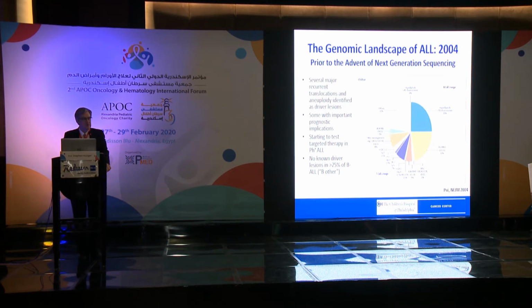If I were giving this talk 15 years ago, it was a lot easier to give. There were several major recurrent translocations and aneuploidy, which is differences in chromosome number, that had been identified as so-called driver lesions in ALL, and some of those had important prognostic implications. At that time, we were first starting to test targeted therapy, namely the use of the tyrosine kinase inhibitor imatinib in Philadelphia chromosome-positive ALL, but there were no data yet on the efficacy of that. And there were at least a quarter of cases of B lineage ALL where there was no obvious driver lesion identified, and this subset was called by many people the so-called B other subset.